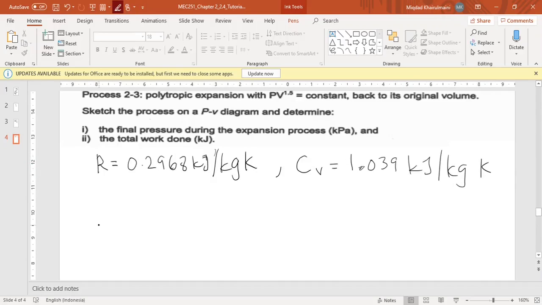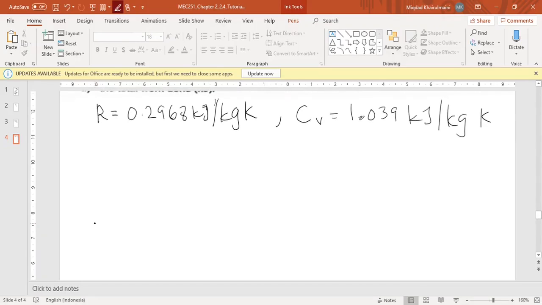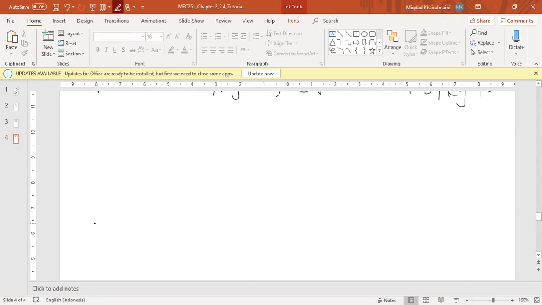So for the first step, let's try to draw the schematic diagram. Step 1. The question doesn't specifically say what type of system, it only says a vessel, but since there is a change in volume, it's safer to draw a piston cylinder because we allow it to have a change in volume. If we draw a rigid tank, then the volume is always constant. So for gases, it's safer to draw a piston cylinder.